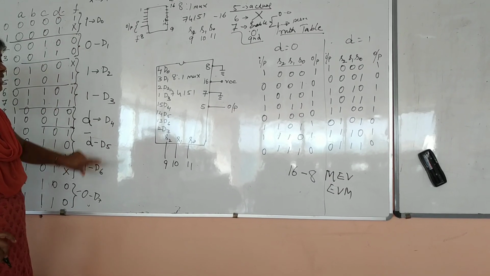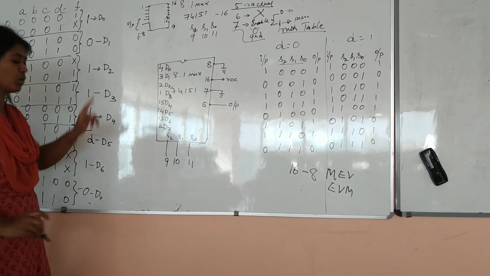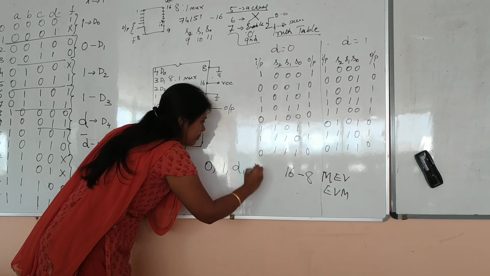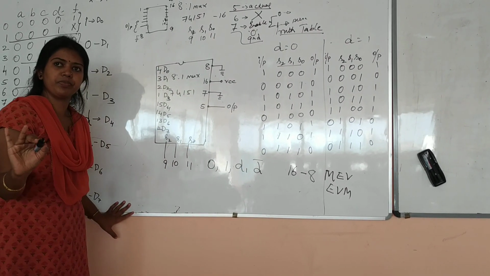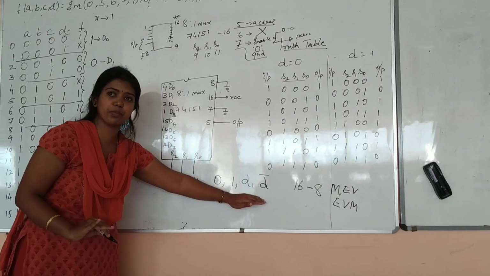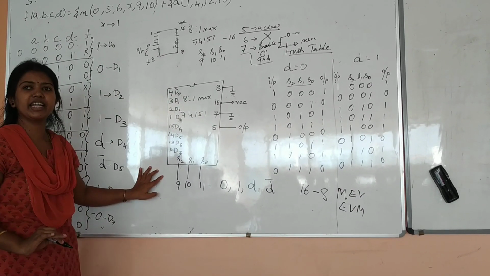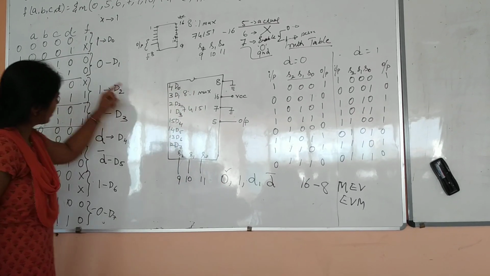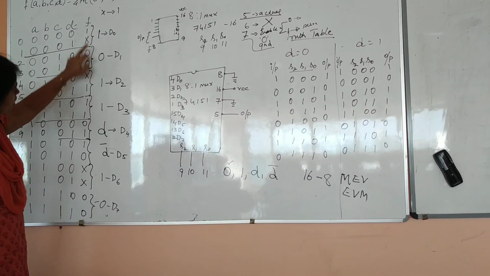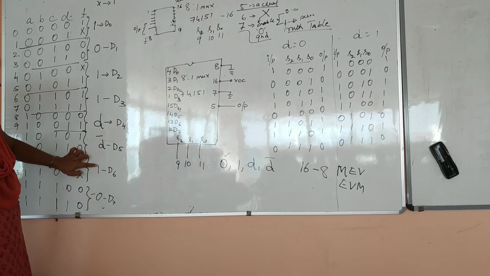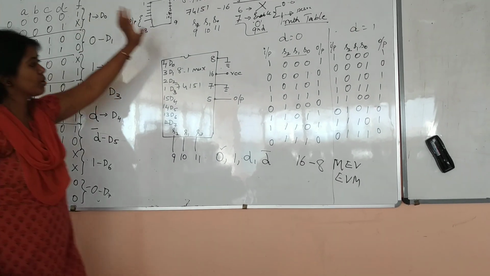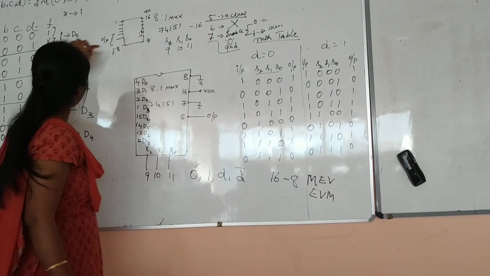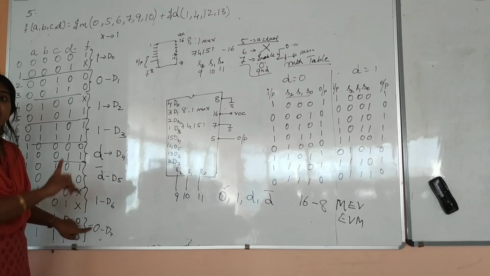Okay, so now to make the connections. Usually the different types of input you will get are 0, 1, D, D bar. These are the only 4 types of input from which you will get these 8 inputs. Let us start making the connection. Let us consider 0. Do we have permanent 0? Why do we call this permanent 0 and permanent 1? Because it doesn't vary with D. So that's why these are the permanent zeros for this particular expression.